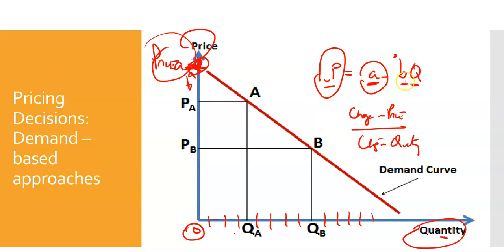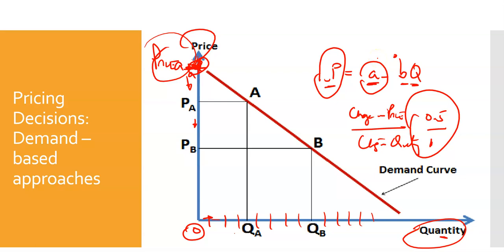The price is at the point where you're selling nothing. And it's A minus BQ, minus because it's a negative sloping curve. And B is the change in price over the change in quantity. Imagine price falls by a certain amount. How much does price have to fall by so that you're able to sell the next additional unit? Imagine price falls by 50p to be able to sell the additional 1 unit. That's what B is: change in price over change in quantity.